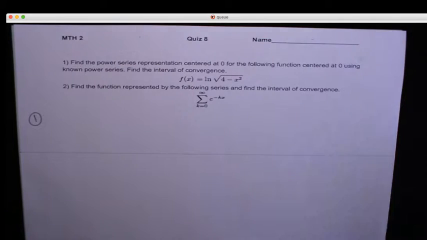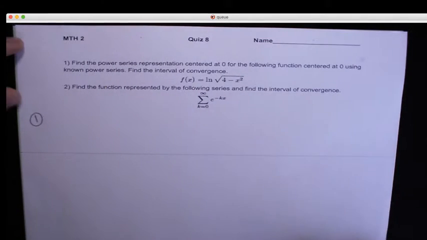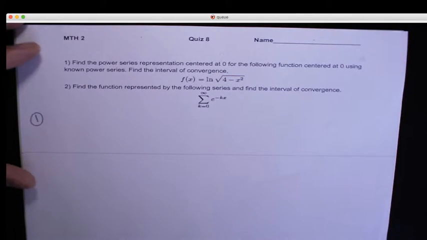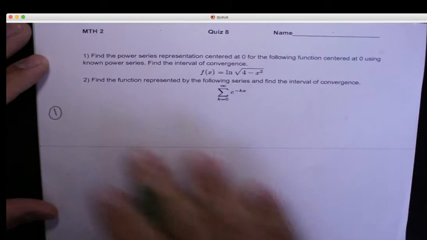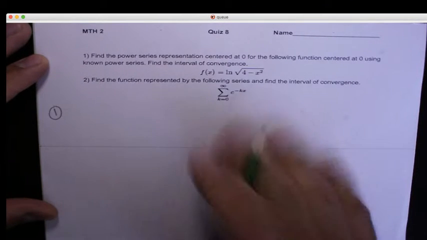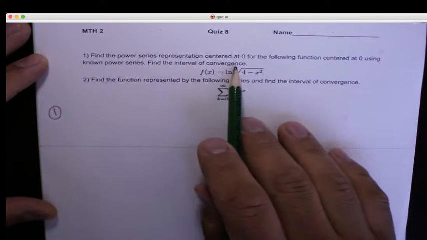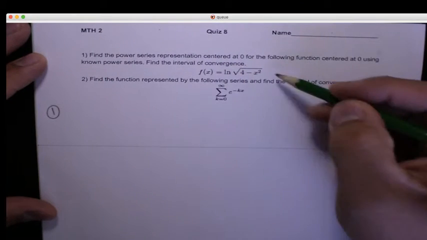Okay, so hello everybody. This is quiz 8 we just took. I'm going to go through the solutions here, just to clear up any confusions. The first one that we see, we want to write the power series representation centered at 0 for this function right here.